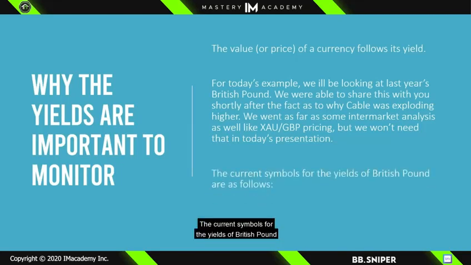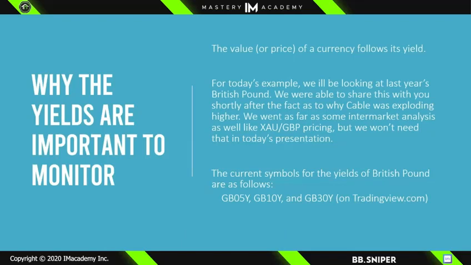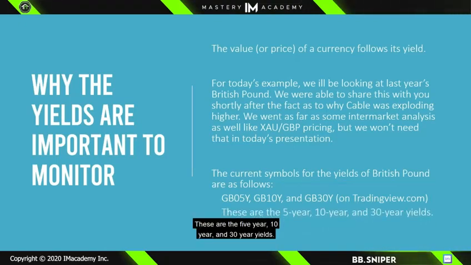The current symbols for the yields of British pound are as follows. GB05Y, GB10Y, GB30Y, and that is on tradingview.com. These are the 5-year, 10-year, and 30-year yields.